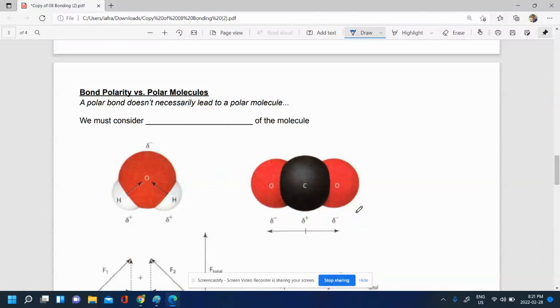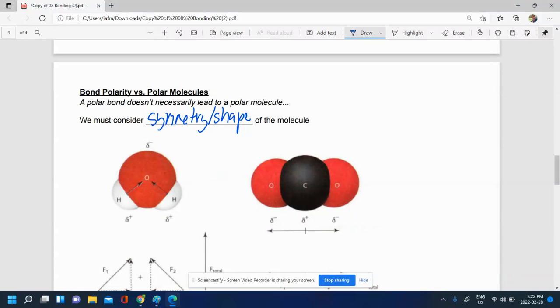In this video, we're going to take a look at how to determine the polarity of molecules overall. So far, we've been looking at the polarity of bonds, but when we want to determine the overall polarity of a molecule, we have to consider the symmetry and the shape of the whole molecule.